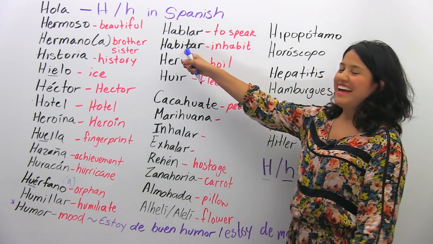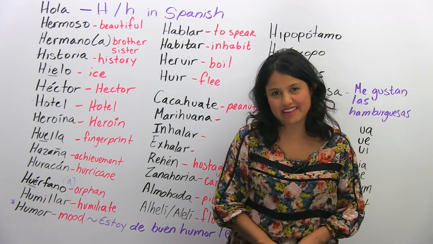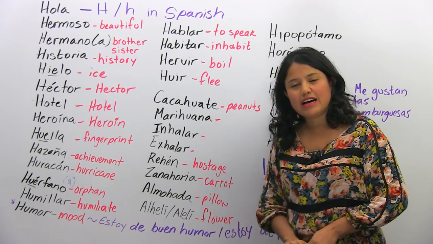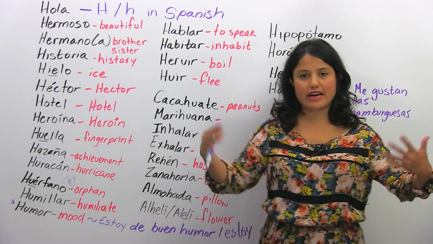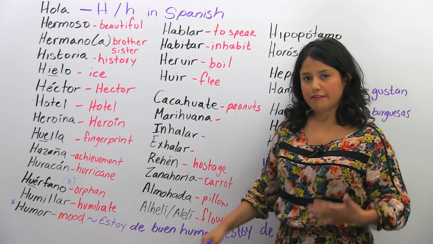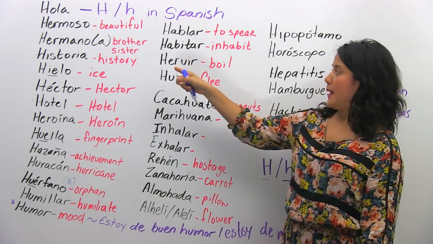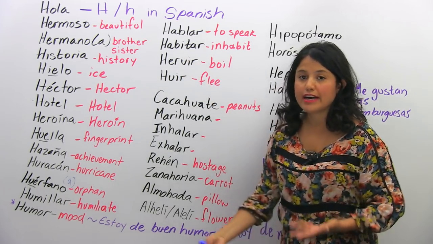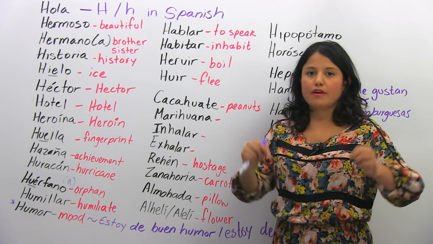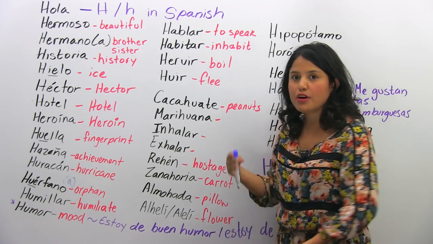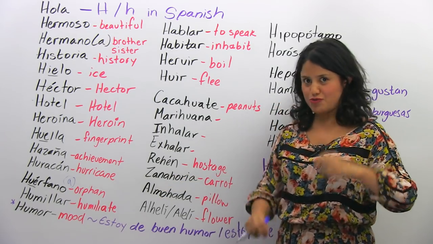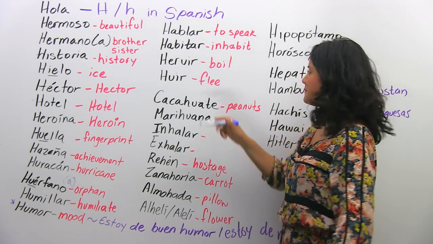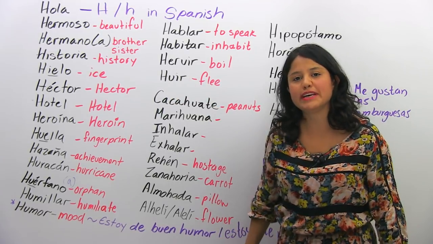Habitar, to inhabit. Usually in Spanish this verb is used for animals, like the habitat, not very often for people. Hervir, to boil. For example, this morning, I boiled some eggs. Herví unos huevos para comer huevos duros. Very good. Very healthy.